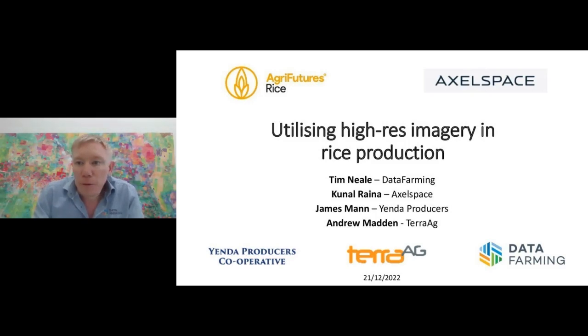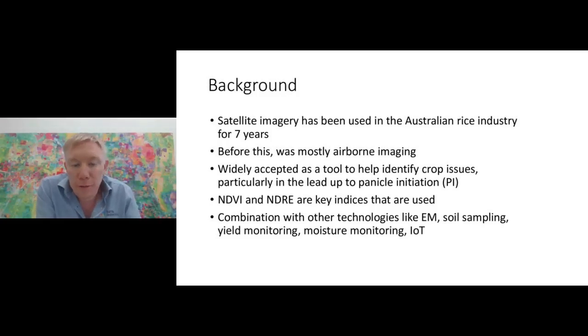Firstly, I'll just kick off with a bit of background, and why we're here. Satellite data has been used really only relatively recently in the rice industry, probably for about the last 7 years. Before that was mostly airborne imaging, where multispectral four-band cameras were flown over rice fields to get high resolution data. The rice industry is probably one of the early adopters of airborne and satellite data in Australia. Many other industries are really only just becoming exposed to this kind of technology.